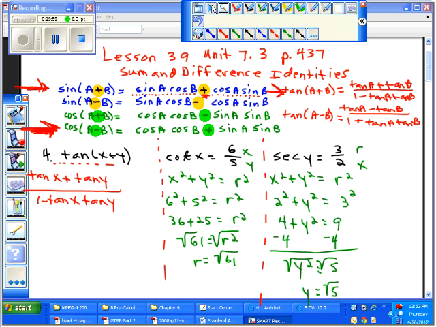Now, the tangent of x. If the cotangent of x is 6 over 5, then what's the tangent of x? The reciprocal of that, 5 over 6. Now, the tangent of y. Tangent is what? Tangent is y over x. So tangent y is the y, square root 5, over the x, 2.